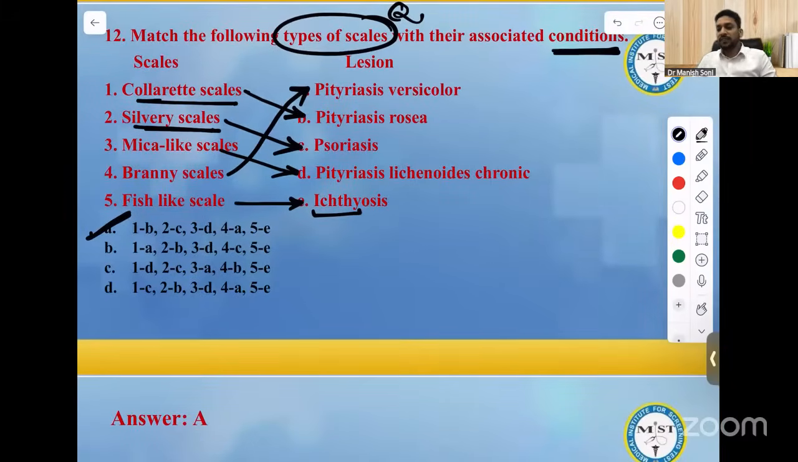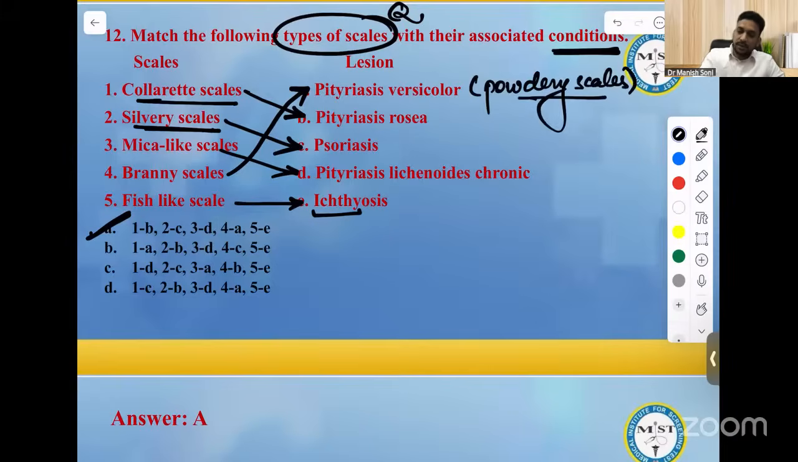So these are some of the very important scales to remember. Cholerated scales are seen in Pityriasis rosea. Silvery white scales are seen in psoriasis. Mica-like scales are seen in PLC, that is Pityriasis lichenoides chronica. Branny scales are also known as powdery scales. They are seen in Pityriasis versicolor, and fish-like scales are seen in ichthyosis.